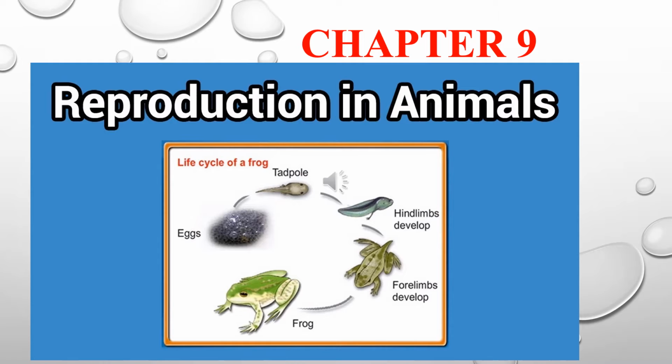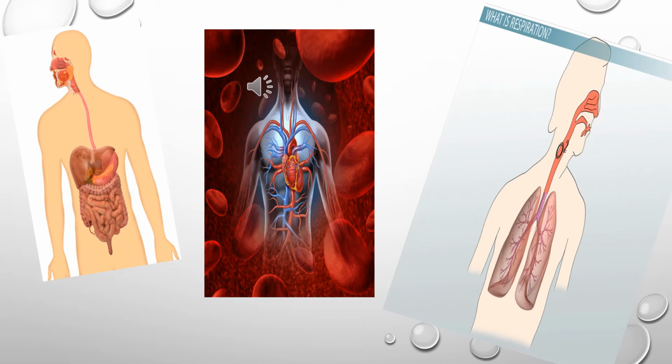Reproduction in animals. Look at this picture, children. Do you recall the processes of digestion, circulation and respiration which you have studied in your previous classes? These processes are essential for the survival of every individual, children, isn't it? You have also learned about the processes of reproduction in plants. So in this lesson, we are going to learn about reproduction in animals.